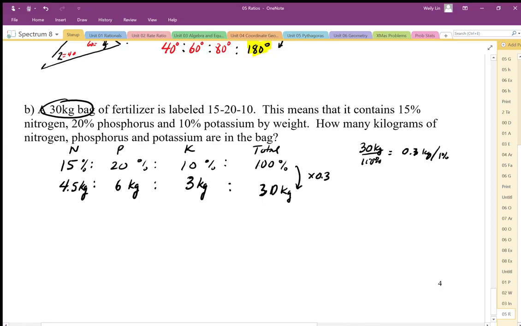Okay, so we're going to have 4.5 kilograms, 6 kilograms, and 3 kilograms, and the rest of it that makes up the 30 kilograms, I think it's about, what would that be? 16.5 kilograms is going to be filler. Okay, so there it is. There's how we can use it. We have more than a two-term ratio, but still, as long as we can find a comparison, we can find our multiplier.